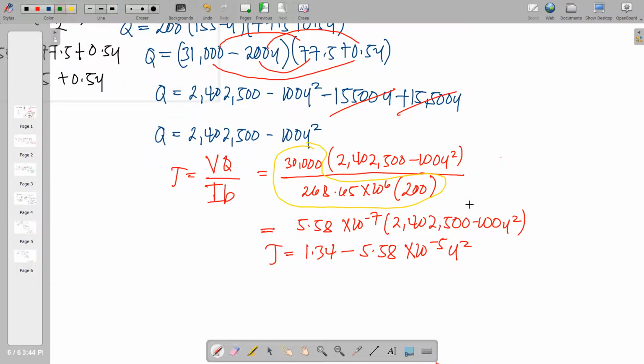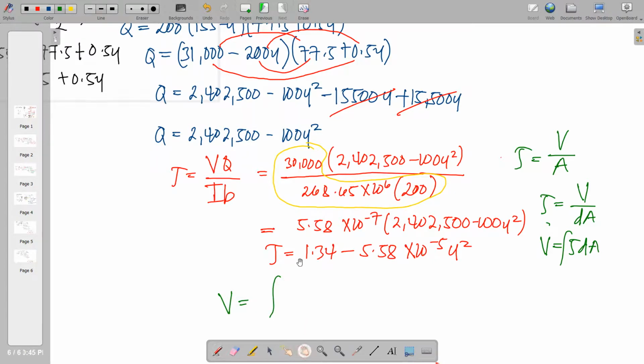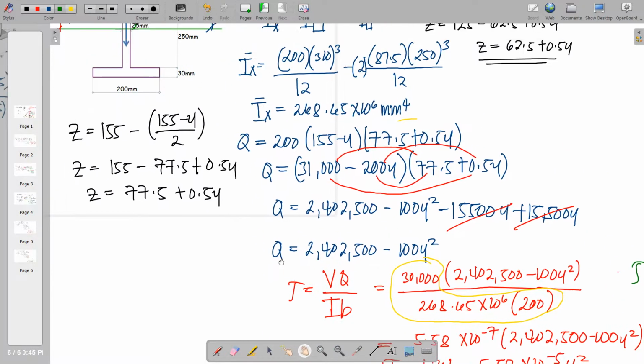So from this we used again the shear formula. Tau equal to V over A. And we are actually dealing with a differential area with the changing value of y. So therefore, V is equal to tau dA, and we integrate that one. So the shear will be equal to the integral. So let us determine our integrand here.